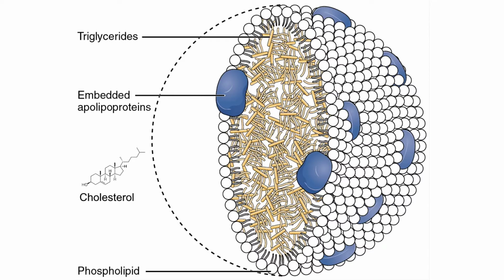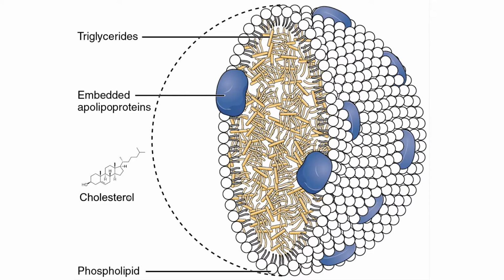There are four basic building blocks we need to know: triglycerides, cholesterol, phospholipids, and apolipoproteins. So triglycerides are going to be on the inside of a lipoprotein because they're lipid soluble. They're made of three fatty acids stuck together and as such are mainly used as an energy source.